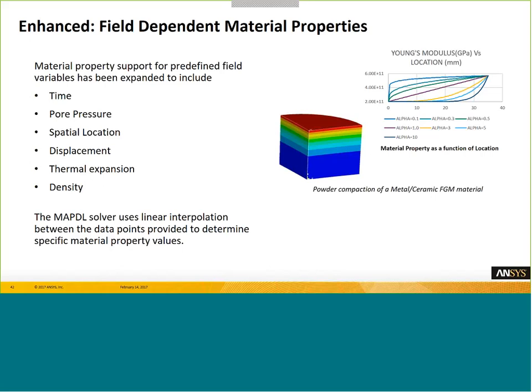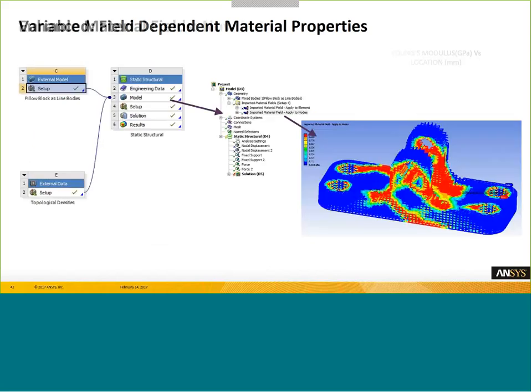Another cool thing is the ability to now use these variable material fields within Mechanical. So we have a model here where we're using external data, which contains our topological densities. These appear as an item under the geometry, and then you can map these to say, okay, this is my plotted material density based on my input.